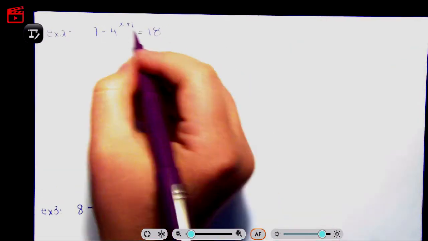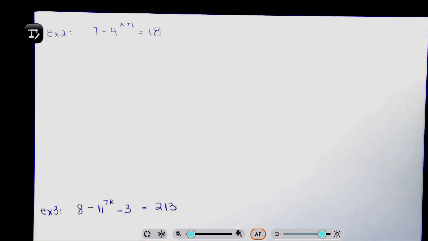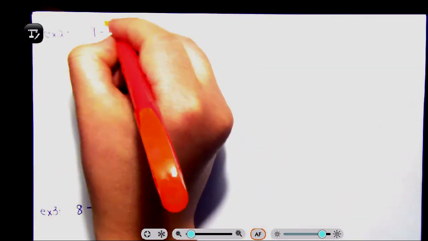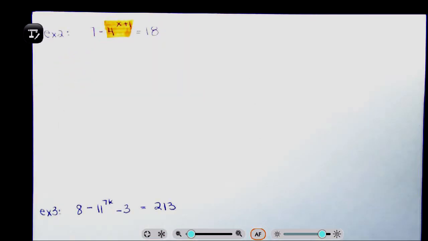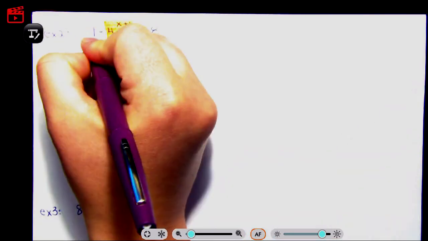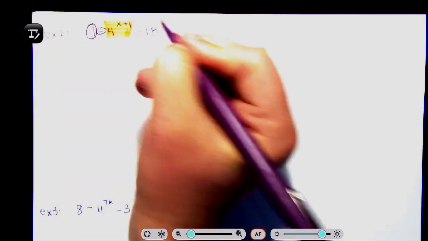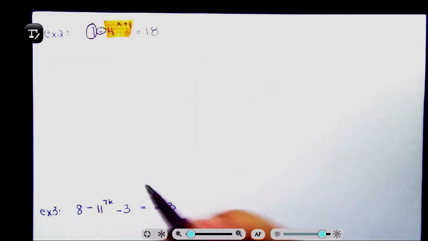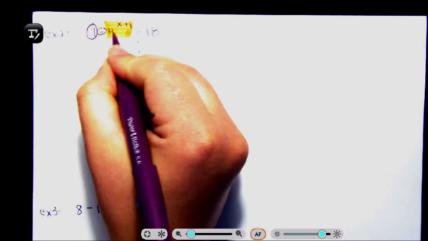Let's move on to example number 2. Same thing. Oh, be careful here. A lot of things are happening. So your base is 4. It's not -4. Your base is 4. Your exponent is x plus 1. However, you have two things. We've talked about this before. You have a 7 and you have a minus that are not attached to the base and the exponent. So be careful. Step number 1 is get the base and the exponent by itself.